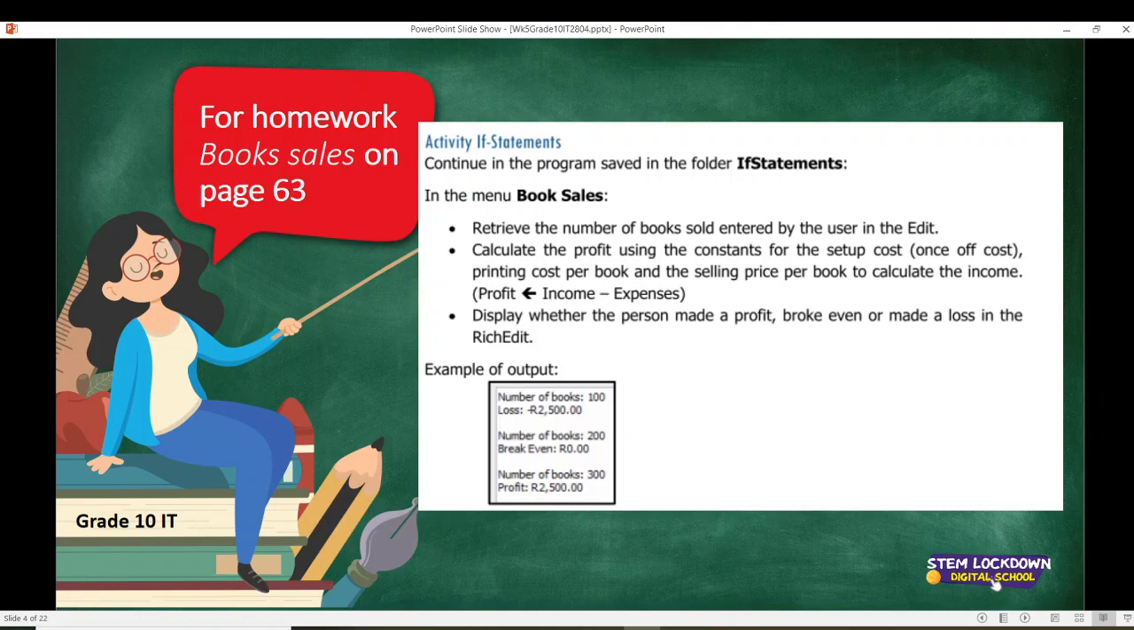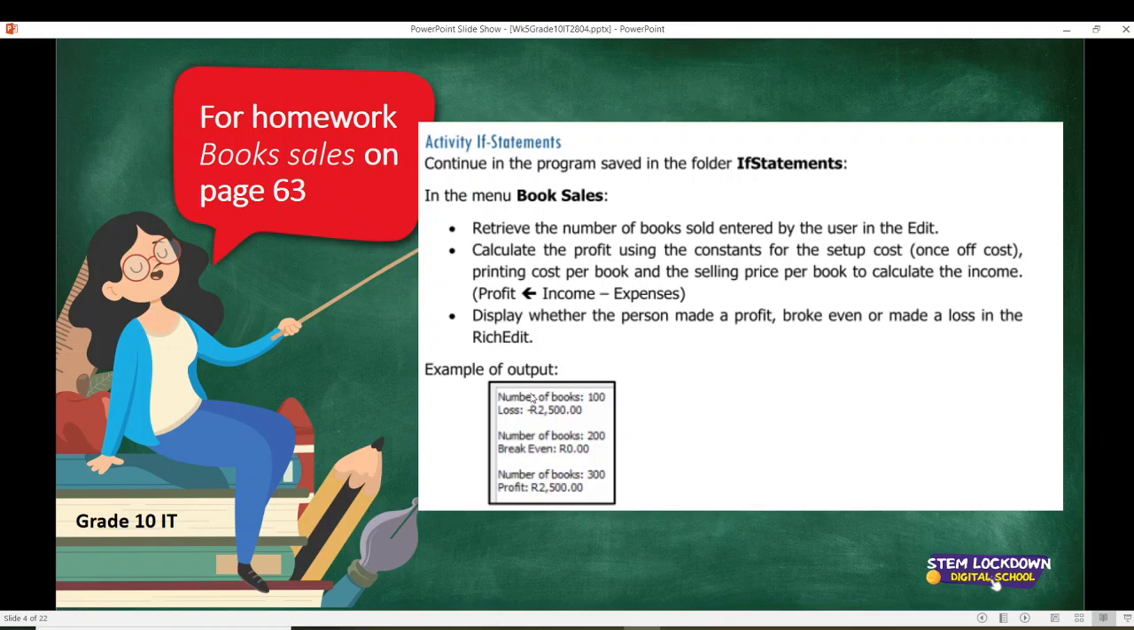You needed to retrieve the number of books sold by the user in an edit. Then you had to calculate the profit using the constants that had already been declared in the program, such as the once-off cost and the cost to print a book, and also then including what the selling price was per book, and then calculate the person's income using profit is income minus expenses. So once you had calculated it, you then had to evaluate it using an if statement to display whether the person made a profit, broke even, or made a loss from however many books were sold.